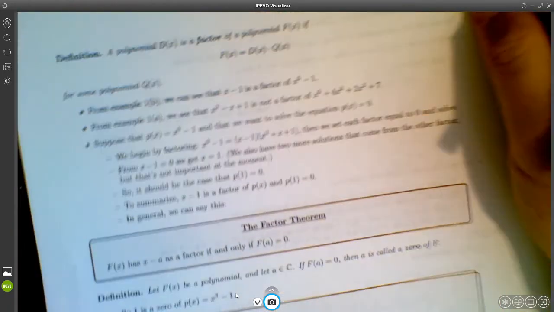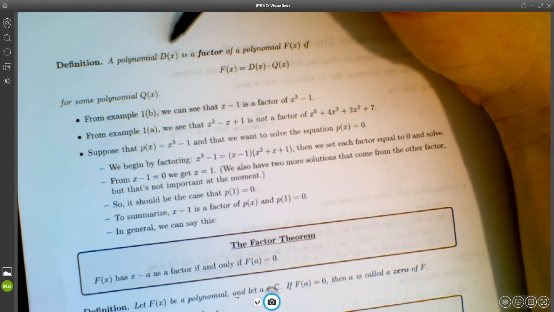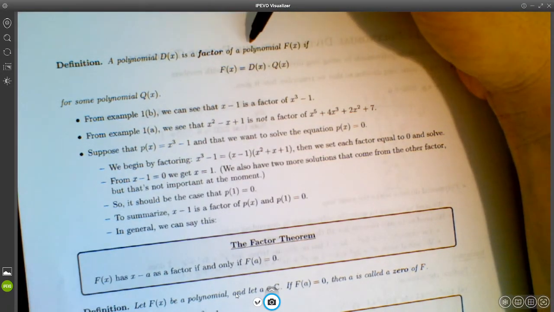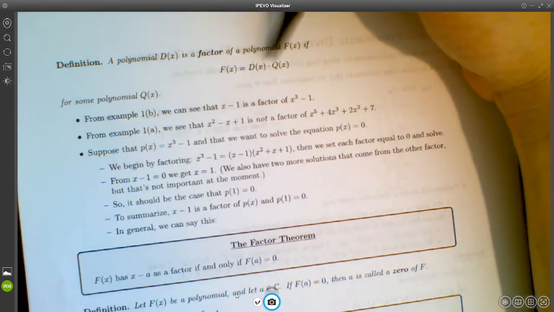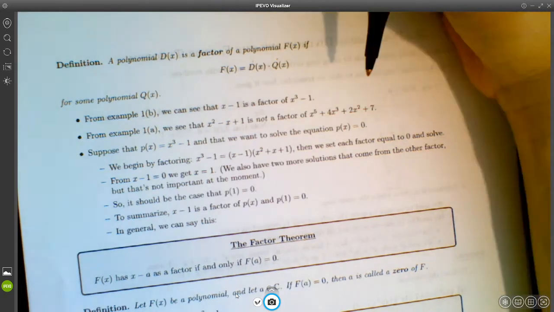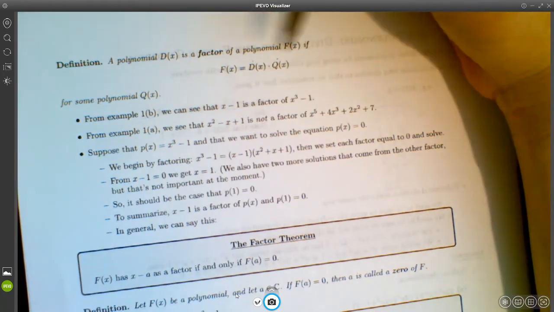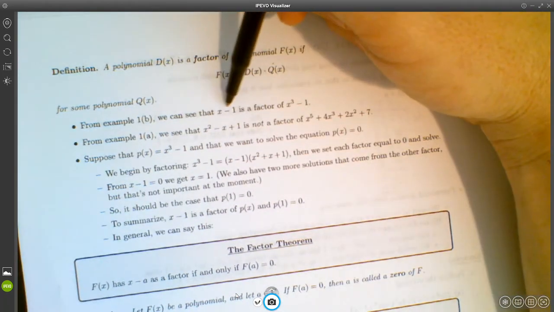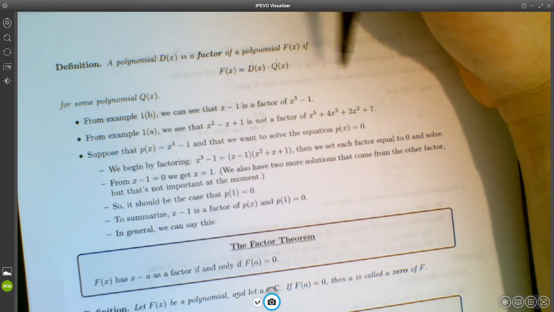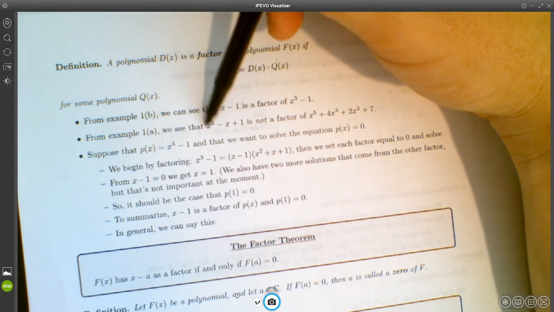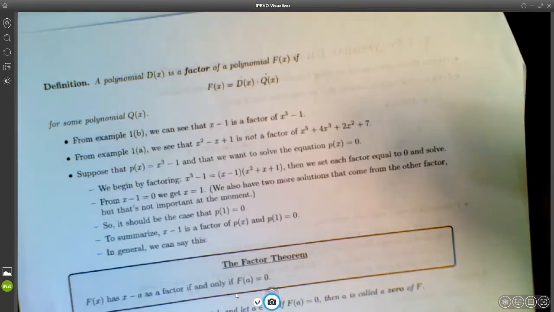Now, speaking of what I just said about factorizations, a polynomial d is a factor of another polynomial f if you can rewrite f as d times something else, right? With no remainder left over. Okay. So from example 1b, we can see that x minus 1 is a factor of x cubed minus 1, right? But from example 1a, we see that x squared minus x plus 1 is not a factor of this big polynomial that we started with, right?